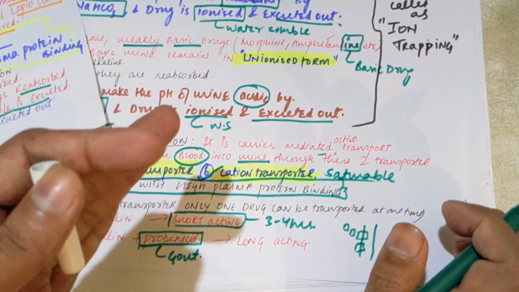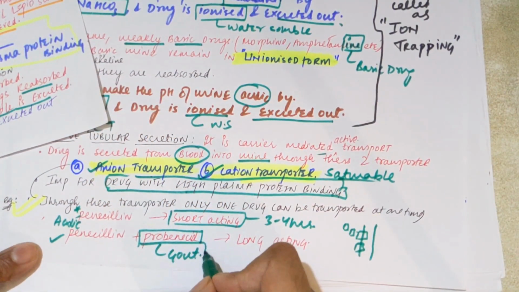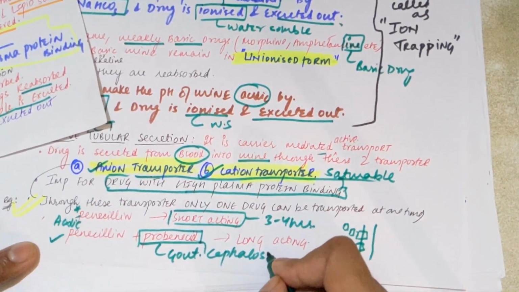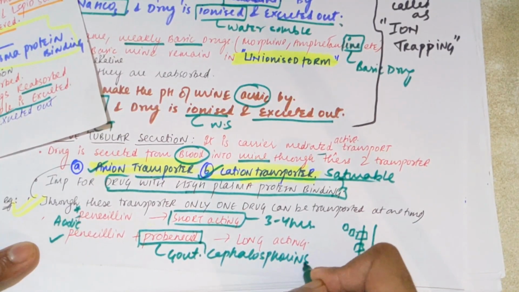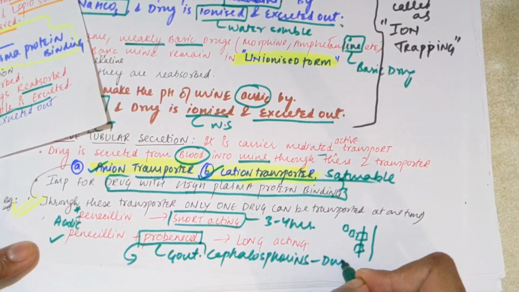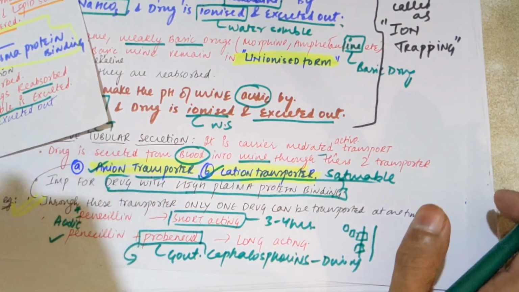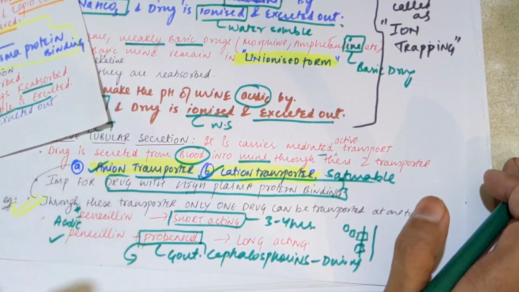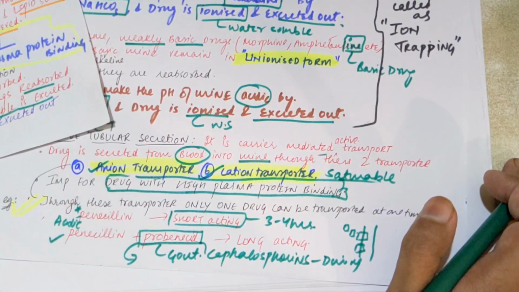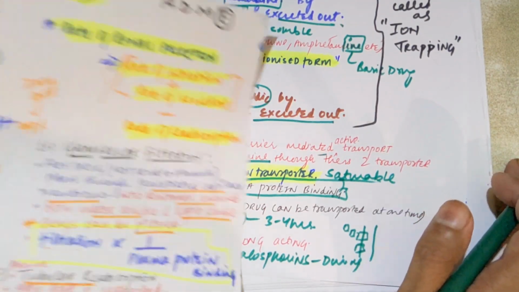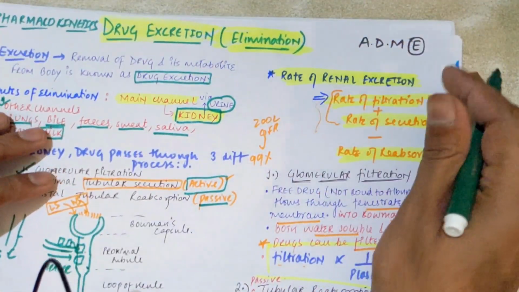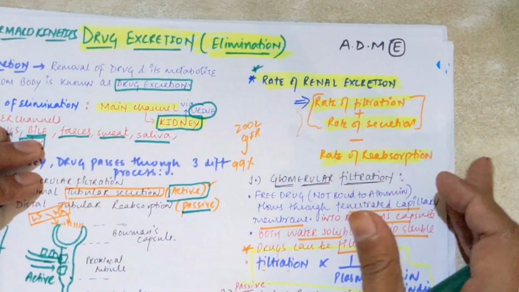So that is the work of probenecid, and probenecid also does this for cephalosporins and penicillin category drugs, through competitive inhibition, and increases the duration for both of these drugs. That is why penicillin becomes a long acting drug after adding probenecid, because penicillin has high plasma protein binding and is excreted through tubular secretion. Clear? So these are the three processes here.